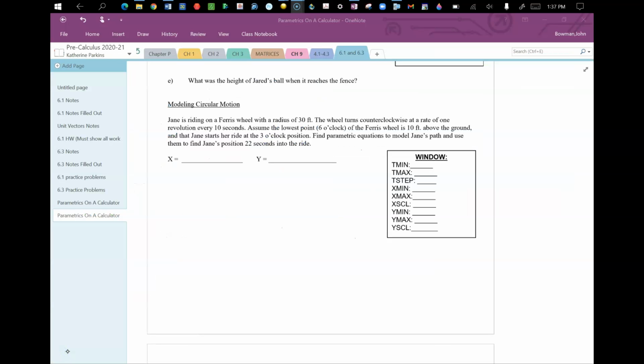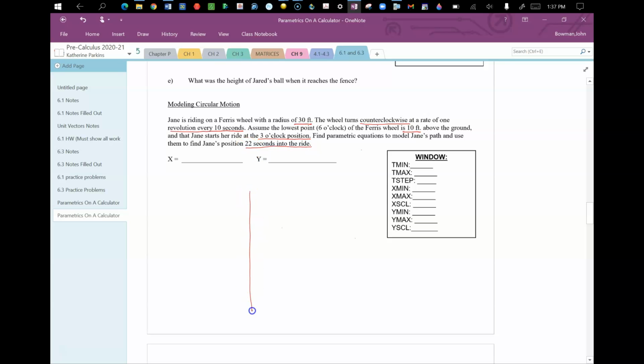And the last example we're going to do is a circular motion example, a rider on a Ferris wheel. So Jane is riding a Ferris wheel with a radius of 30 feet. The wheel turns counterclockwise at a rate of 1 revolution every 10 seconds. Assume the lowest point, the 6 o'clock position of the Ferris wheel, is 10 feet above ground. Jane starts her ride at the 3 o'clock position. Find parametric equations to model Jane's path and use them to find Jane's position 22 seconds into the ride.